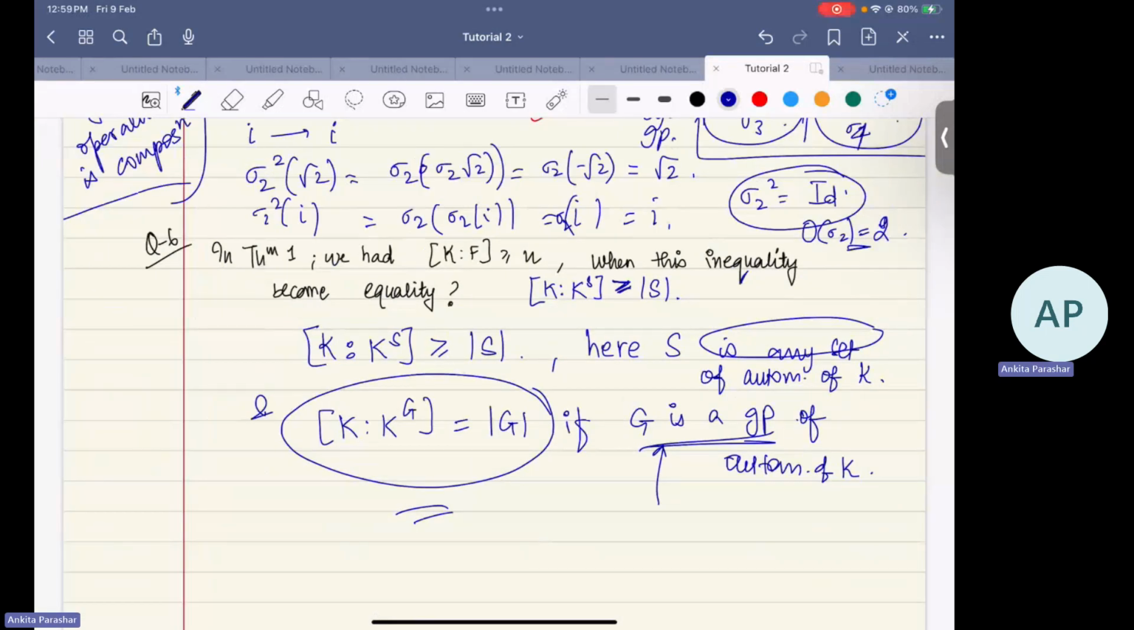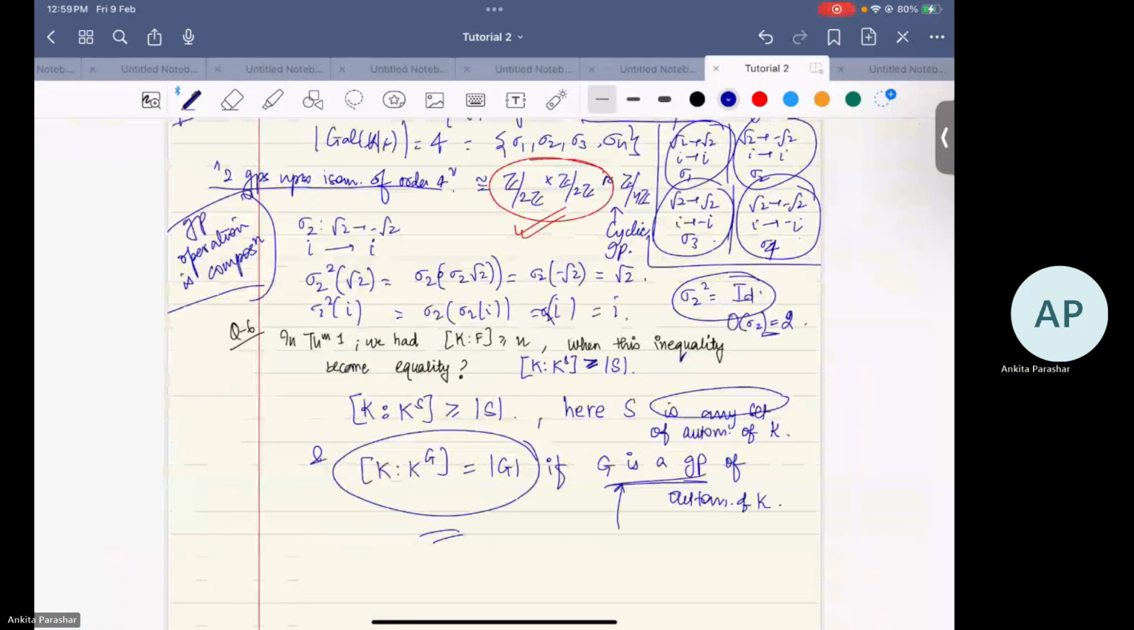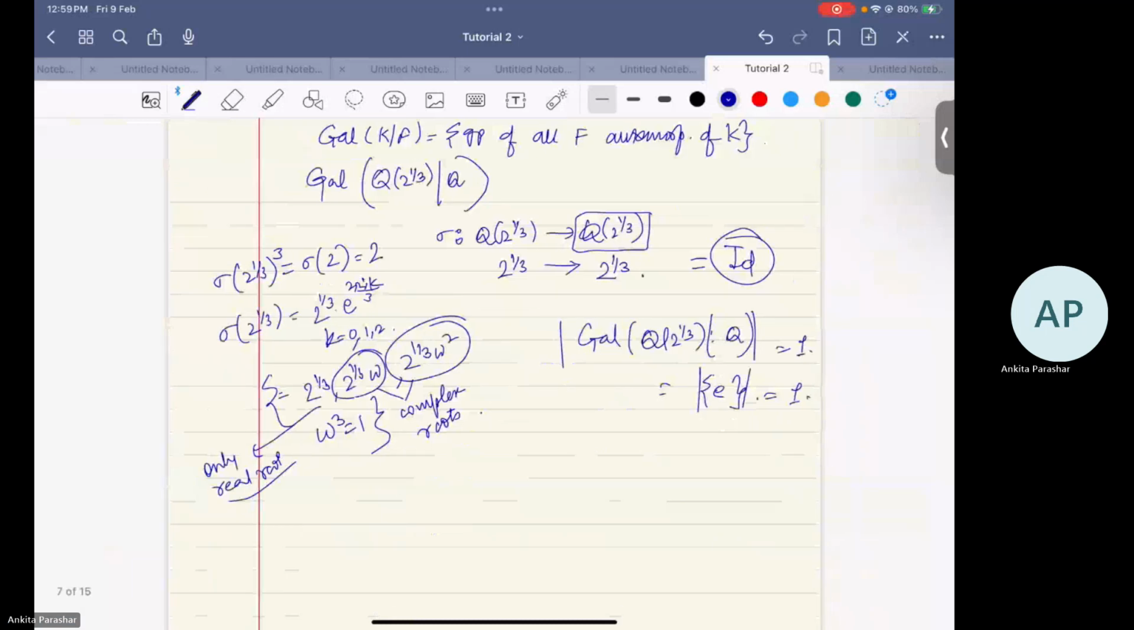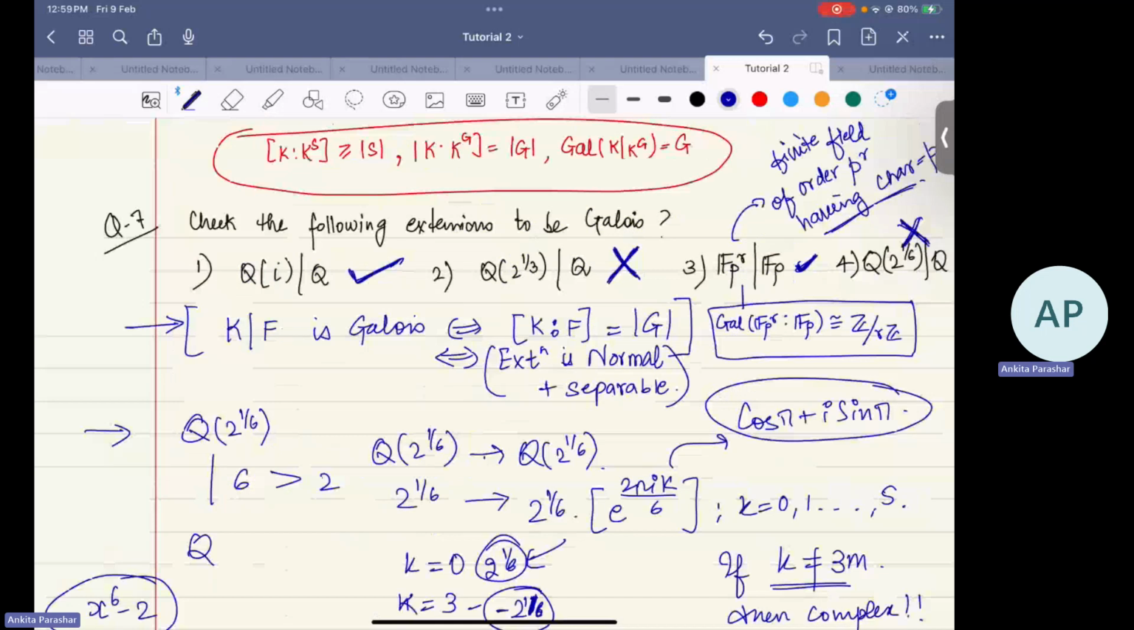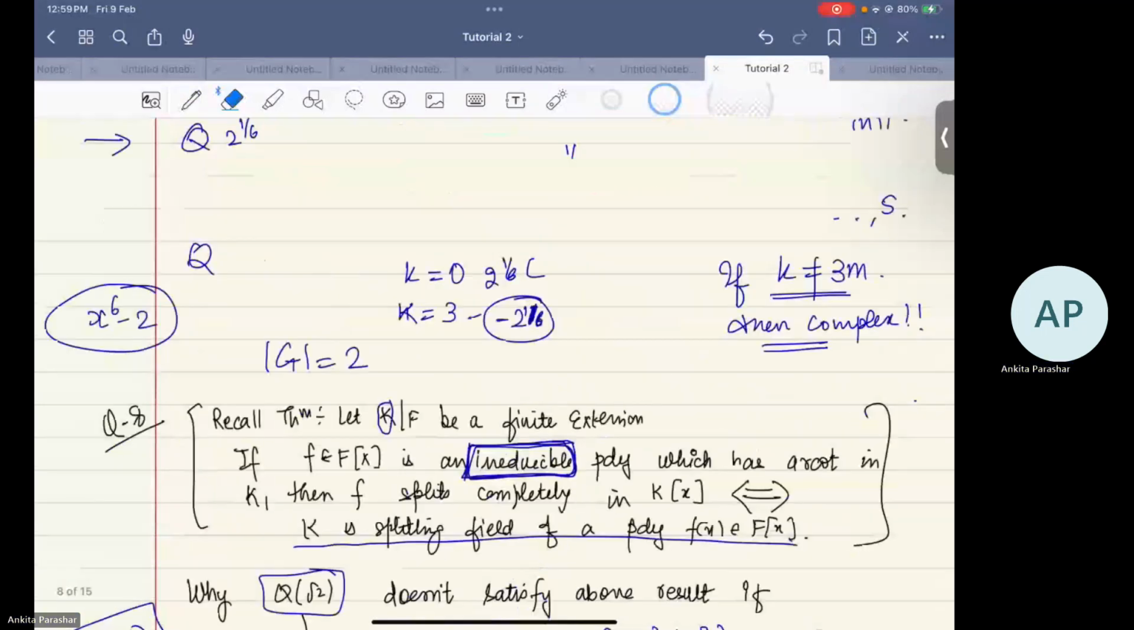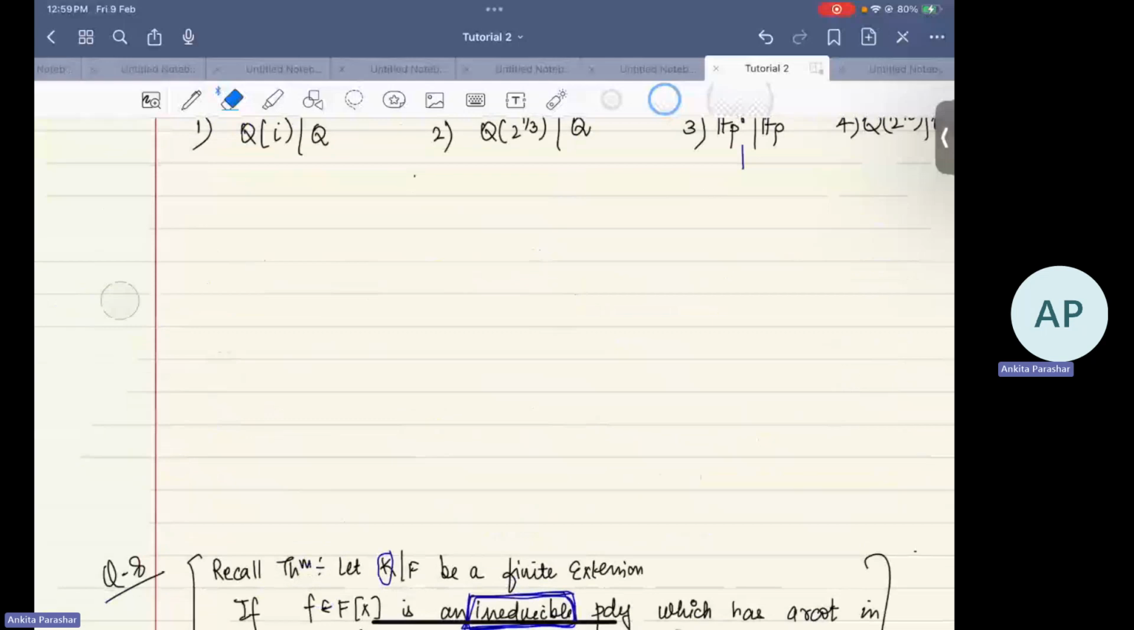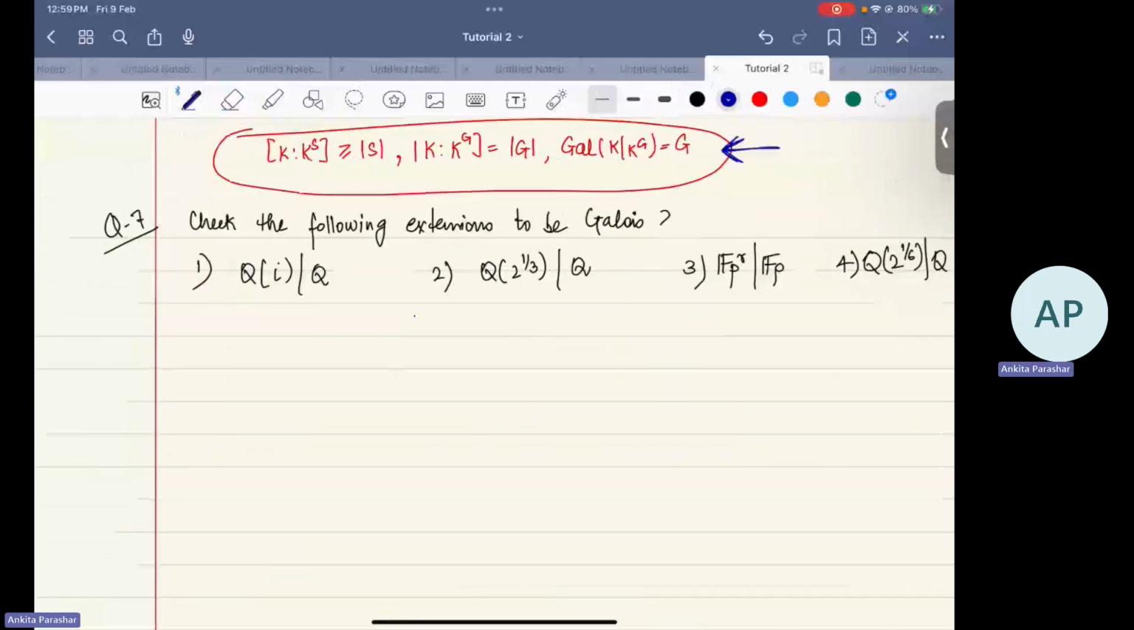Question 7 says, I will just talk about all the solutions so that you can think of yourself. I have read a few things; you may need it sometime. You have to check whether the following extensions are Galois. There are 4 extensions. Some are over Q, one is over finite field F_p. You have to check which of them are Galois extensions. Not all are Galois. You check yourself.